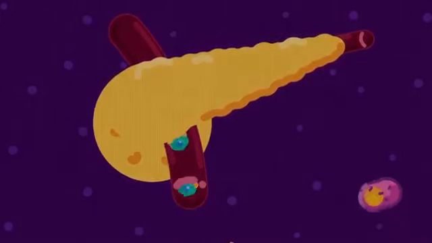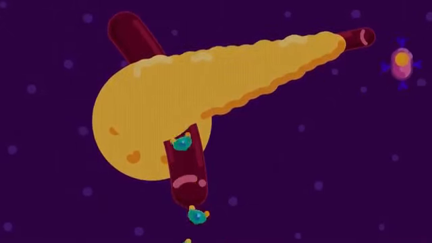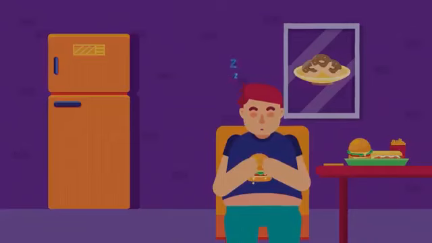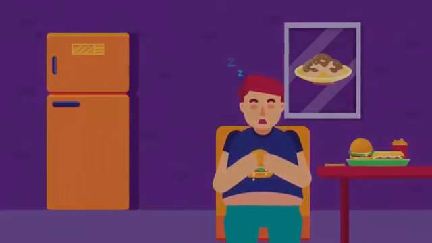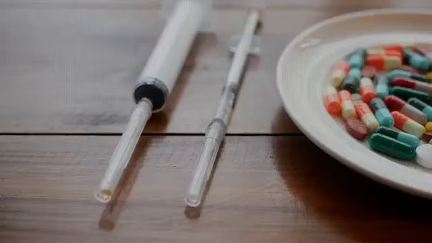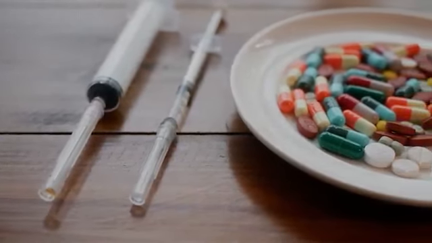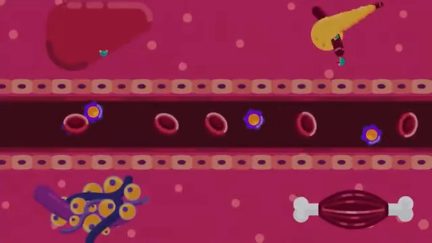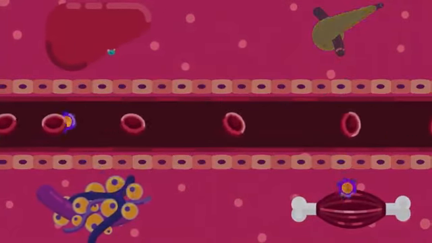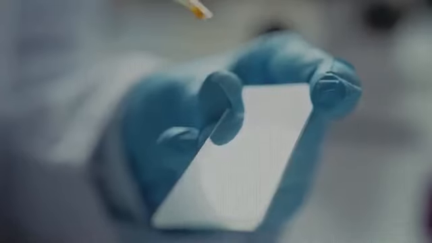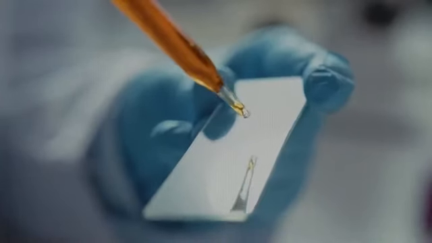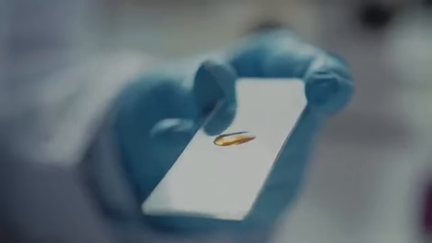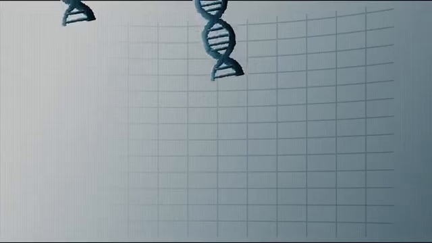Type 1 diabetes, characterized by an autoimmune reaction, is typically diagnosed in childhood or adolescence. The body's immune system, in a misguided attempt to protect itself, targets and destroys the insulin-producing cells in the pancreas. This results in a severe deficiency of insulin, necessitating lifelong insulin therapy for those affected. Unfortunately, there is no known method for preventing type 1 diabetes, and its origins remain a subject of ongoing research.